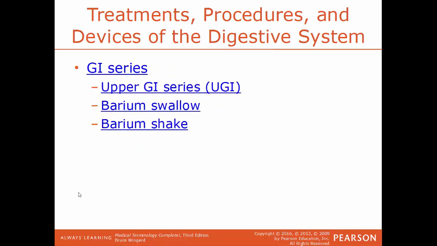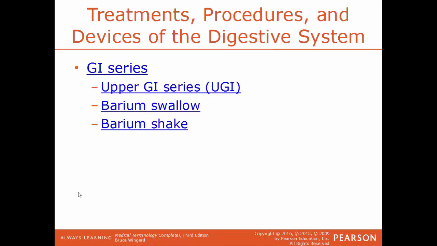Our next term, GI series. This is a reference to having radiographic examinations of various parts of the GI tract. This is done by having the patient usually drink a solution of barium. Then the patient will have a series of x-rays to basically trace where that barium goes within the GI tract. Then depending on what part of the GI tract you want to focus on, it'll have different names.